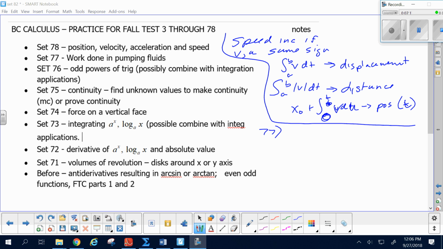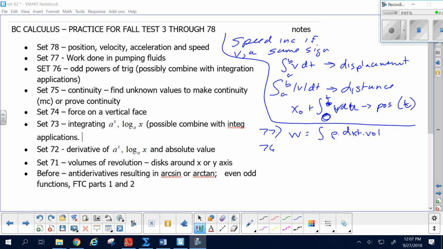77. I think you know the big idea on work, but the work is the integral of rho, d standing for depth. No, try again. Distance. Rho, distance, volume. Okay, the distance you are moving the fluid slices. Okay, after that, kind of depends on what kind of case you're looking at. Constant x, varying x, symmetric x. There's one for practice on the homework. That's good. Set 76. Odd powers of trig.